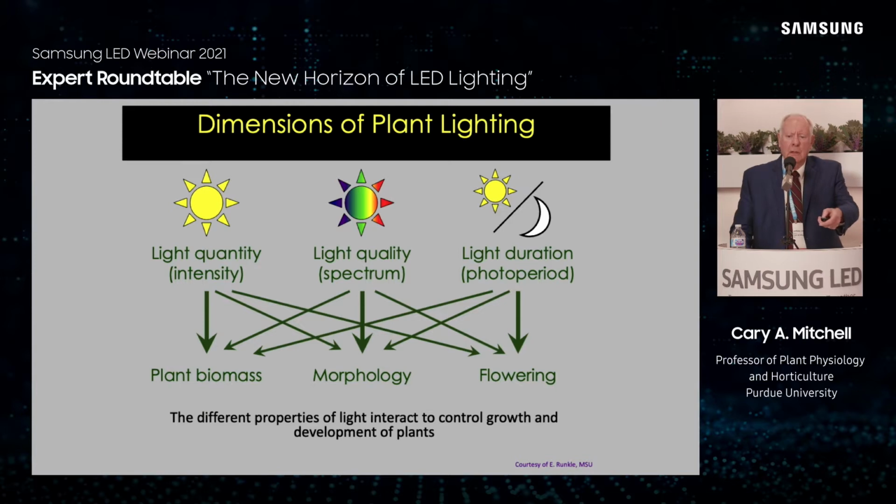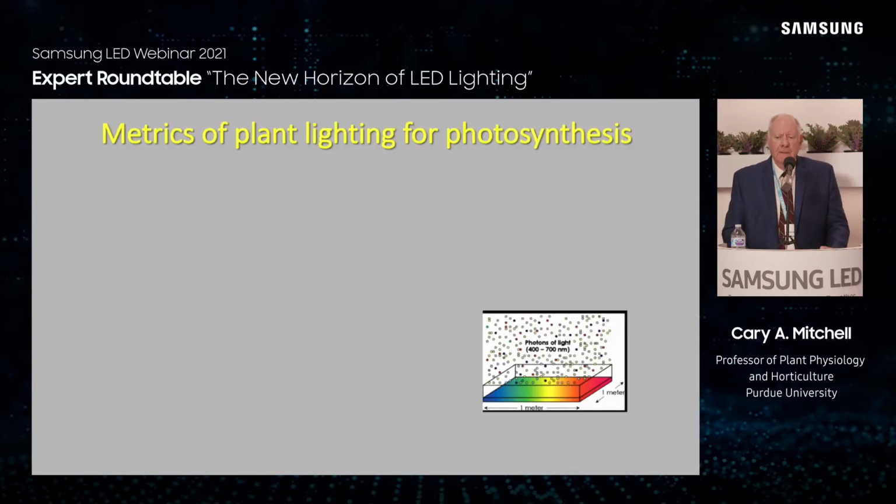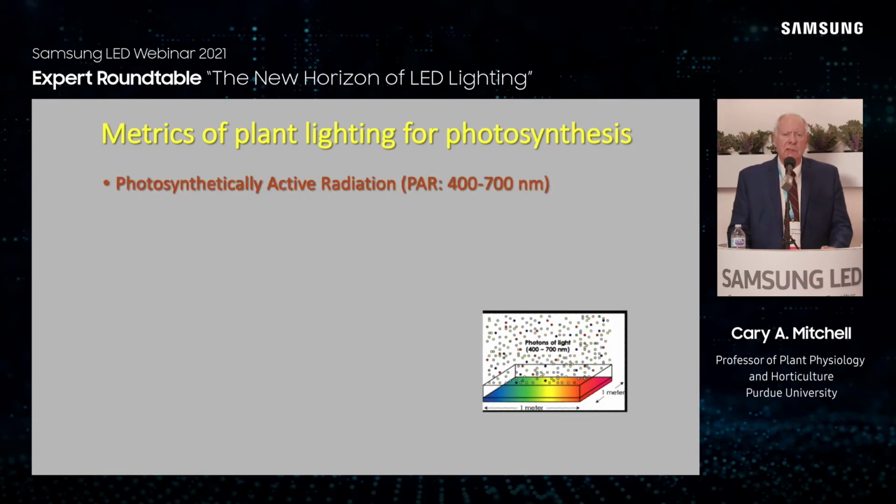A few definitions. You see colored photons coming down into a square meter. They look like gentle snowflakes falling on a spectrum. Actually, they're coming down at 186,000 miles per second, and we have several definitions. Within the electromagnetic spectrum, plants utilize, within the visible range, the range from 400 to 700, which is known as photosynthetically active radiation, or PAR.